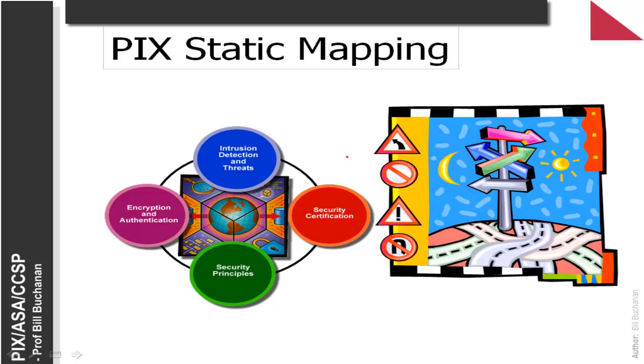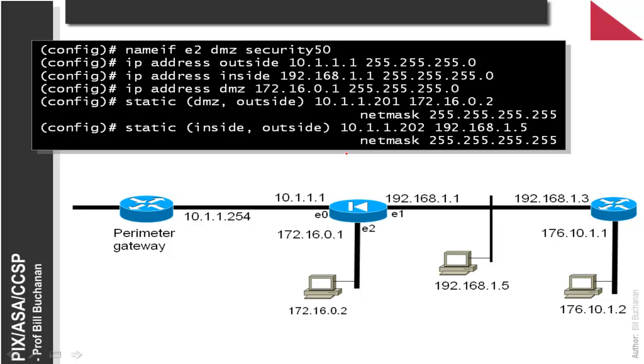A key concept is static mapping, and with static mapping we map an outside route into an inside one. So by default, as we've seen, there is no traffic from here to here, and there will be no traffic from here to here. What we must do is set up a static route that will allow traffic to flow in these two directions.